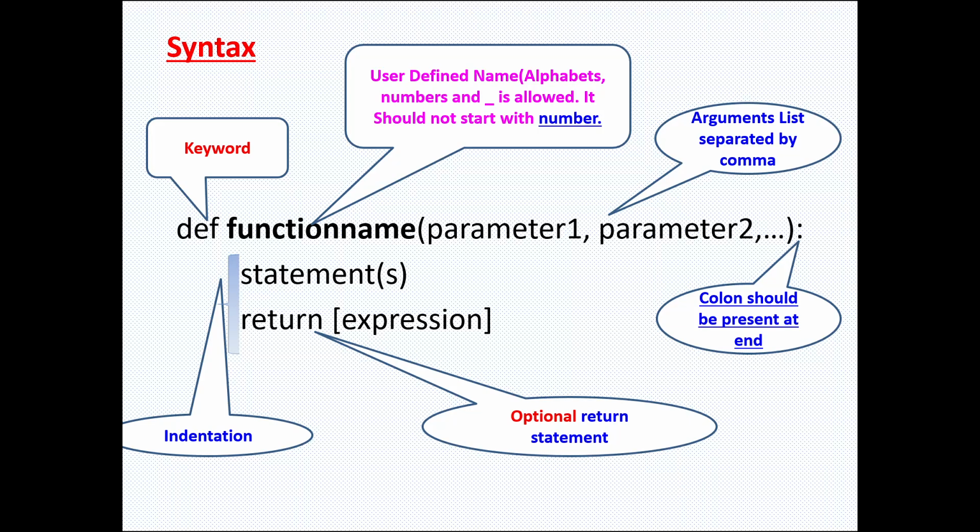The rules for defining a function name are: the name can consist of alphabets, numbers, and underscore. The name cannot start with a number. No keyword can be used as the name of the function. Giving the same name to a variable and a function should be avoided. The parentheses after the function name contain the parameters or arguments. They are optional. Now we will see the example.